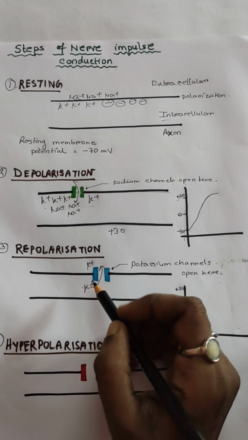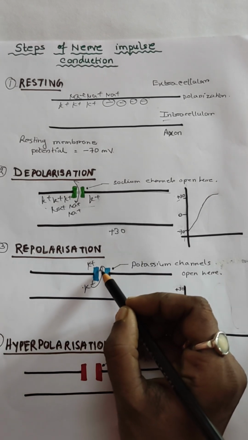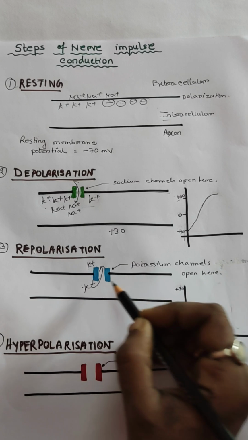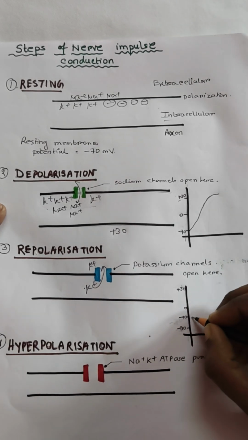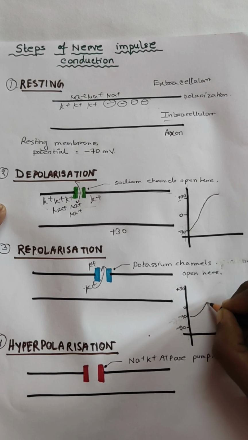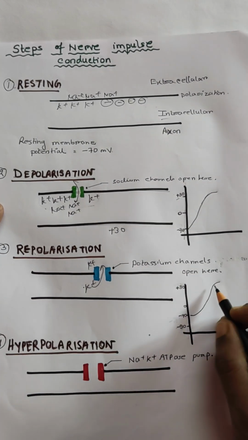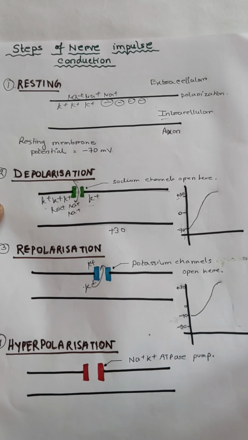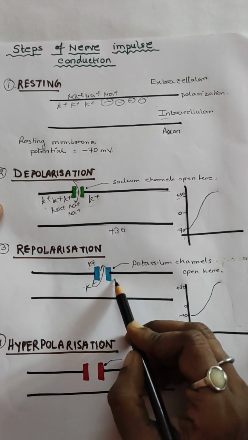Okay. When the potassium ions are getting outside, then the positivity will be decreased. So, here look at the graph. From the 70, that graph comes up to plus 30. Then, when the positive ions are getting outside, the negativity will be increased.